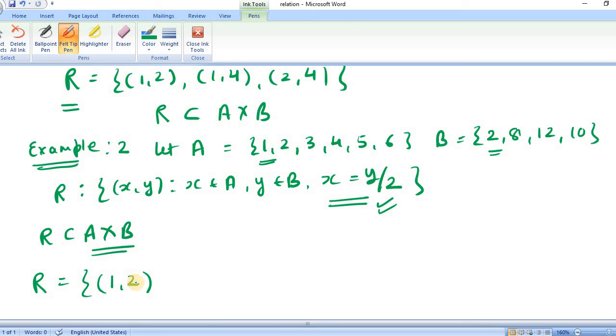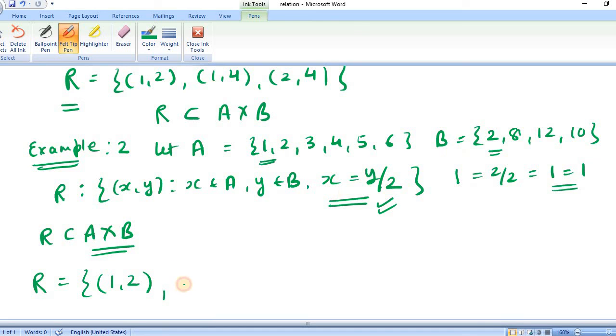Is it fulfilling the condition? x is y upon 2. Here x is 1 and y is 2. So 2 upon 2, which is 1, is equal to 1. So it is fulfilling the condition. So 1 comma 2 will be there, and we will not be having any other ordered pair with 1, because 1 comma 8, 1 comma 12 and 1 comma 10 will not fulfill this condition.